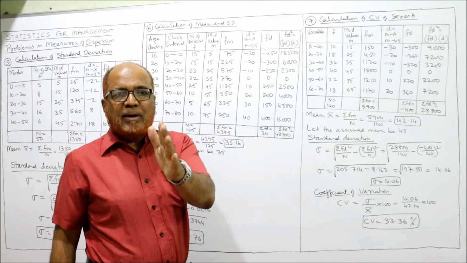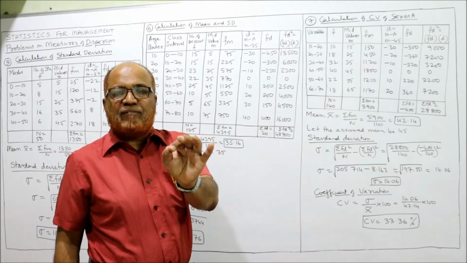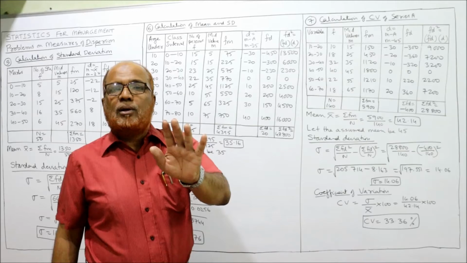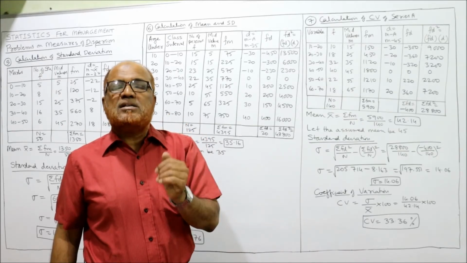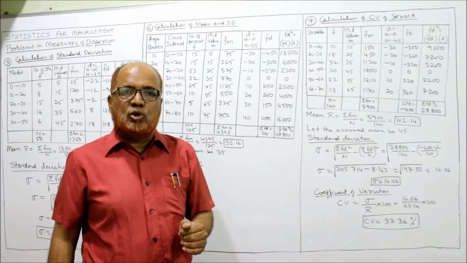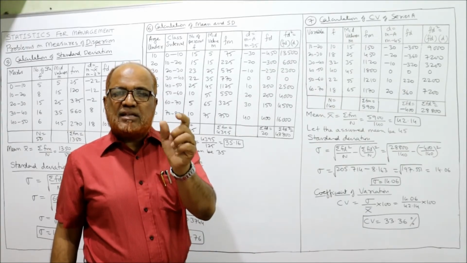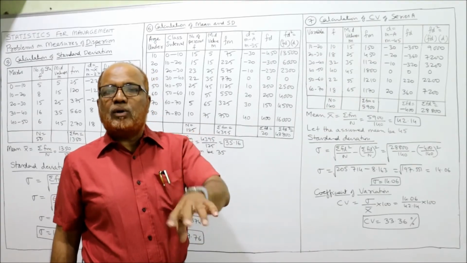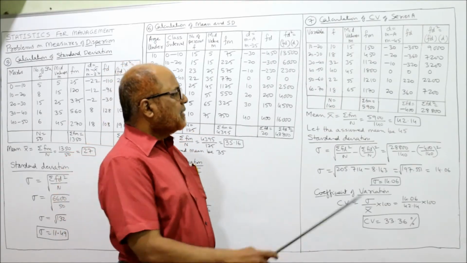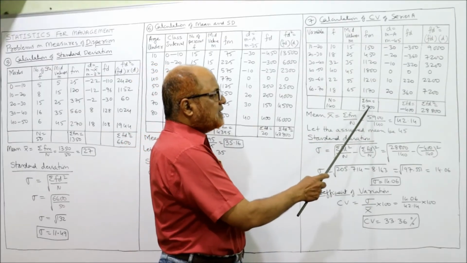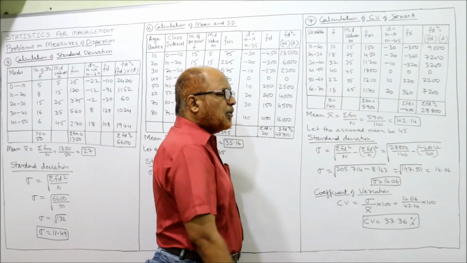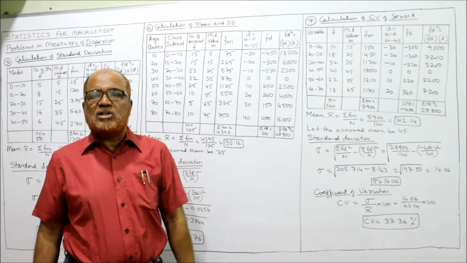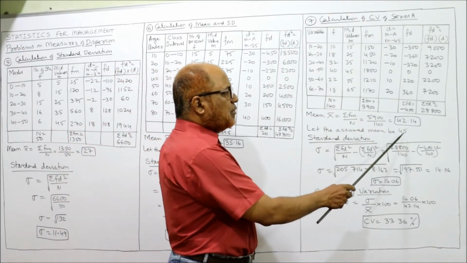I told you, you have to make the calculation only up to FM. Beyond this, D, FD, FD square, you should not draw, because we have to see whether it is actual mean or assumed mean. If the actual mean is a whole number, we take the deviations from actual mean. If it is a fraction, we take the deviation from assumed mean. Now, mean is equal to summation FM by n, 5,900 by 140, 42.14. Our mean is a fraction, so we take the deviations from assumed mean. Let the assumed mean be 45.